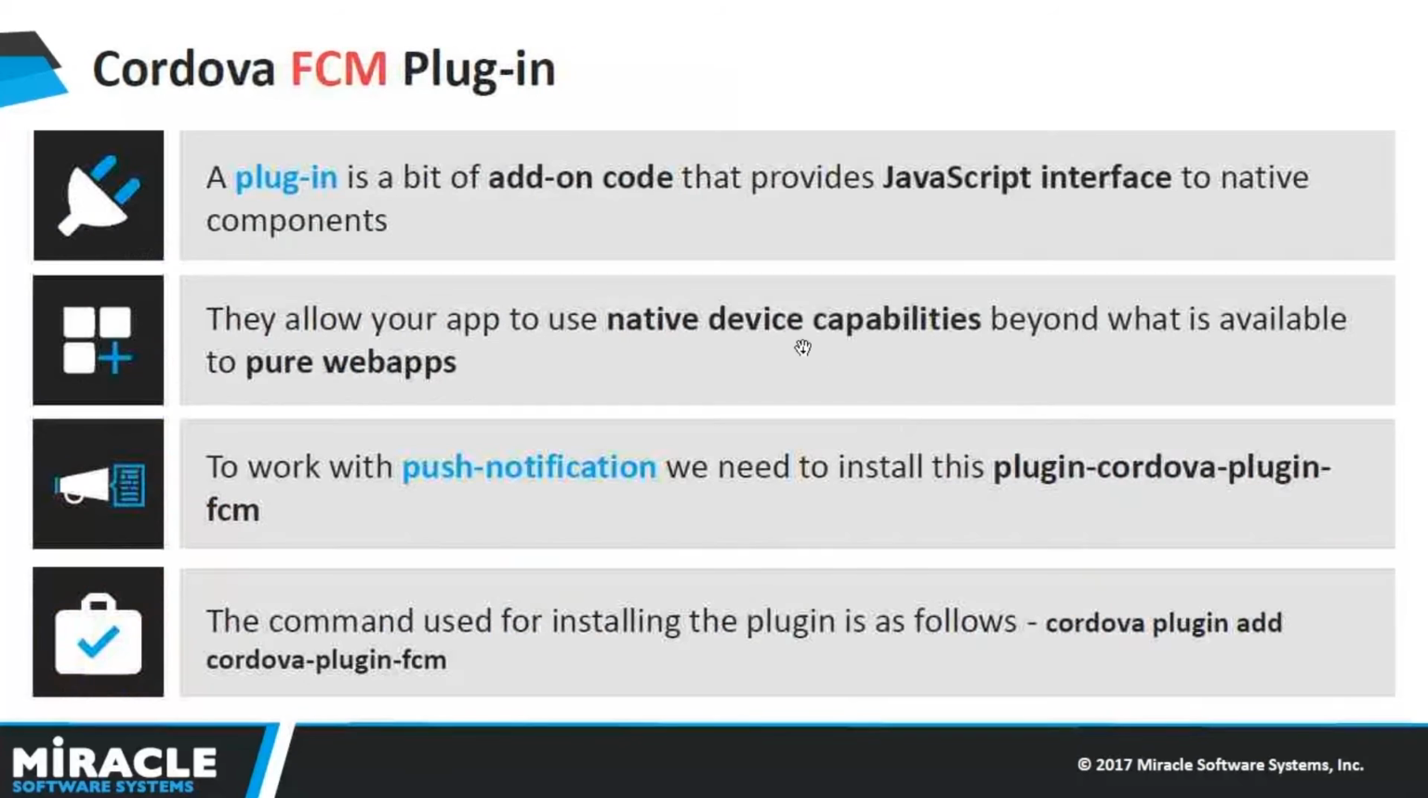Moving forward, what is the Cordova FCM plugin? This is a plugin which will help you to send push notifications using an Ionic application. And what is a plugin? A plugin is a bit of added code to your JavaScript interface to communicate with the native components, that is your camera, contacts, and all those capabilities. Offline capabilities too, you can work with using these plugins.